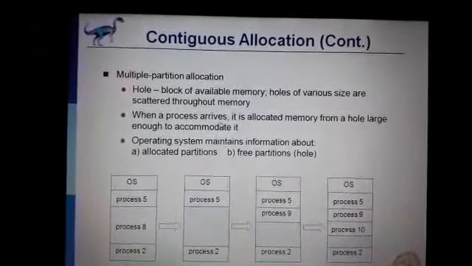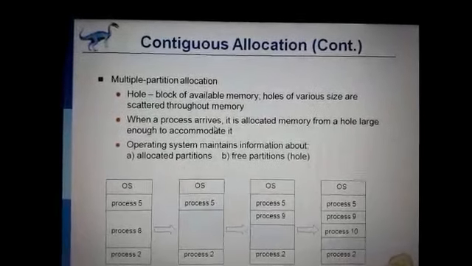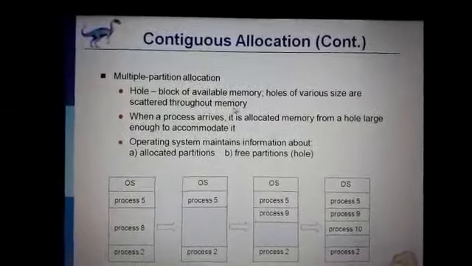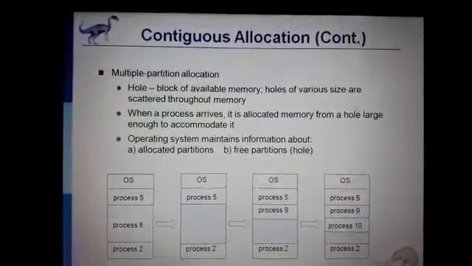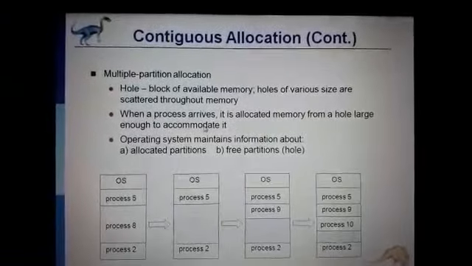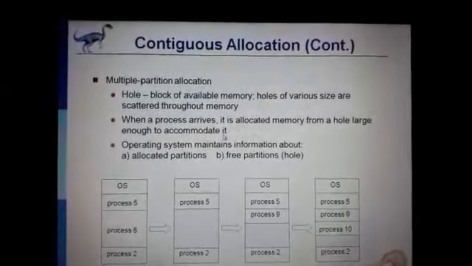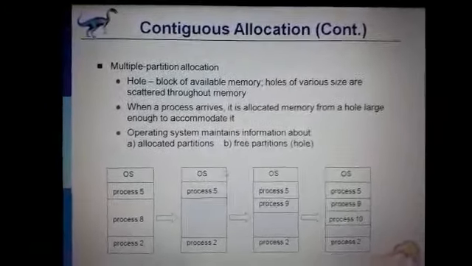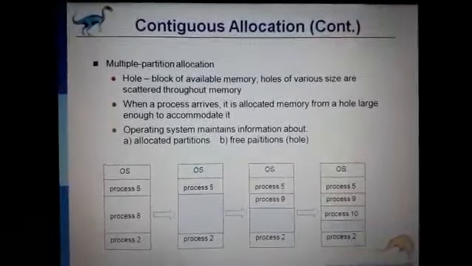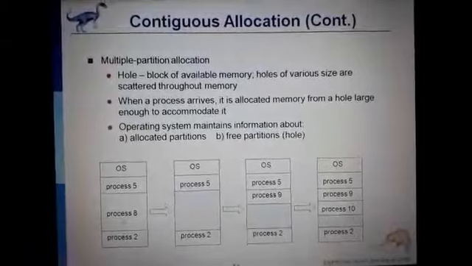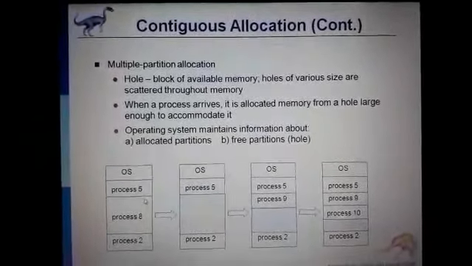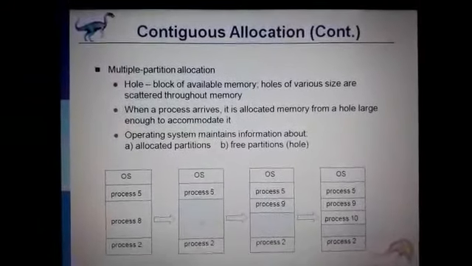So when a process arrives into memory, it is allocated a block from the memory. That block is nothing but a hole which is large enough to accommodate that particular process. The operating system maintains information about allocated partitions and free partitions. Here in the operating system, all the processes are occupied, and here one hole is formed.